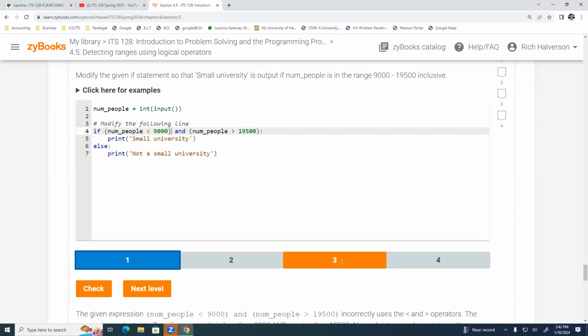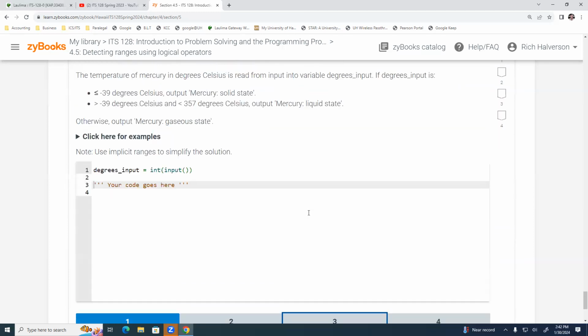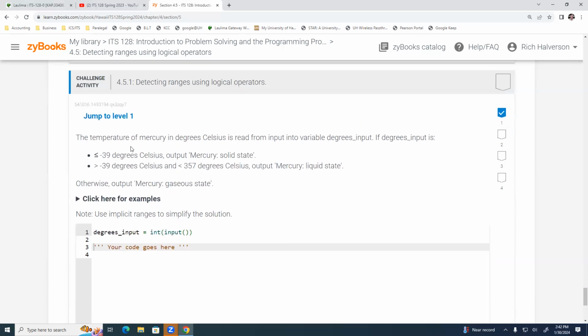Okay, so anyway, let's go to 3. The temperature of mercury in degrees Celsius is read from input into a variable called degrees input. If it's less than or equal to minus 39 degrees Celsius, it outputs mercury is in a solid state. If it's greater than minus 39 and less than 357 degrees, it says mercury is in a liquid state. Otherwise, mercury is in a gaseous state.